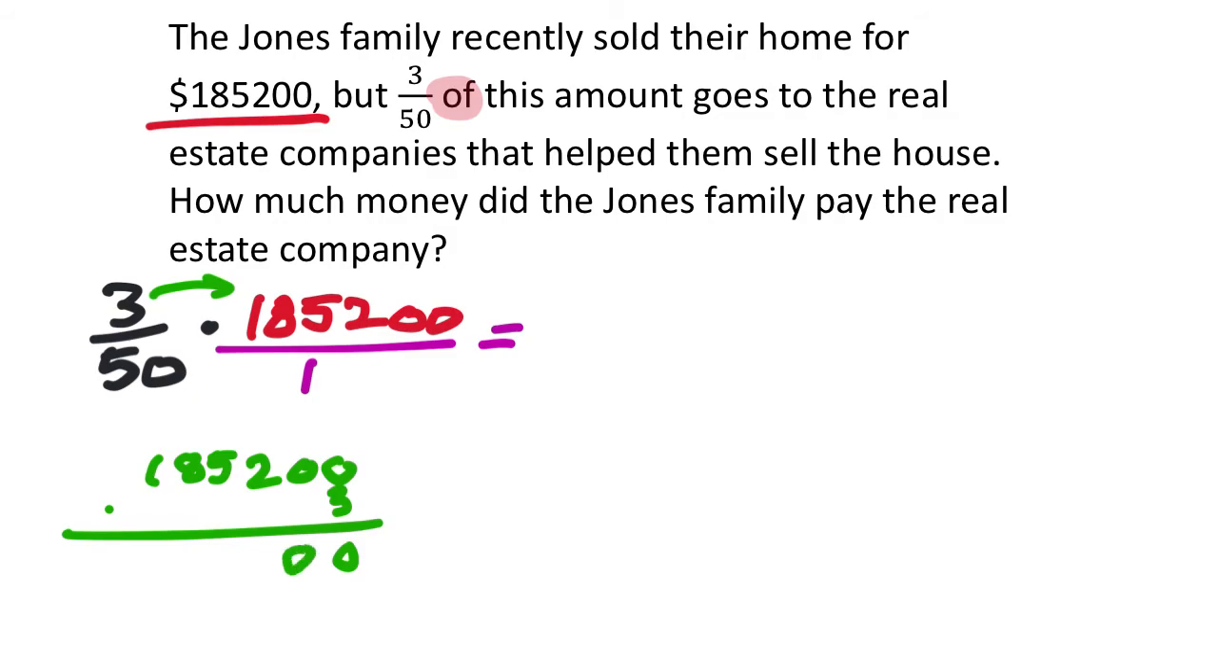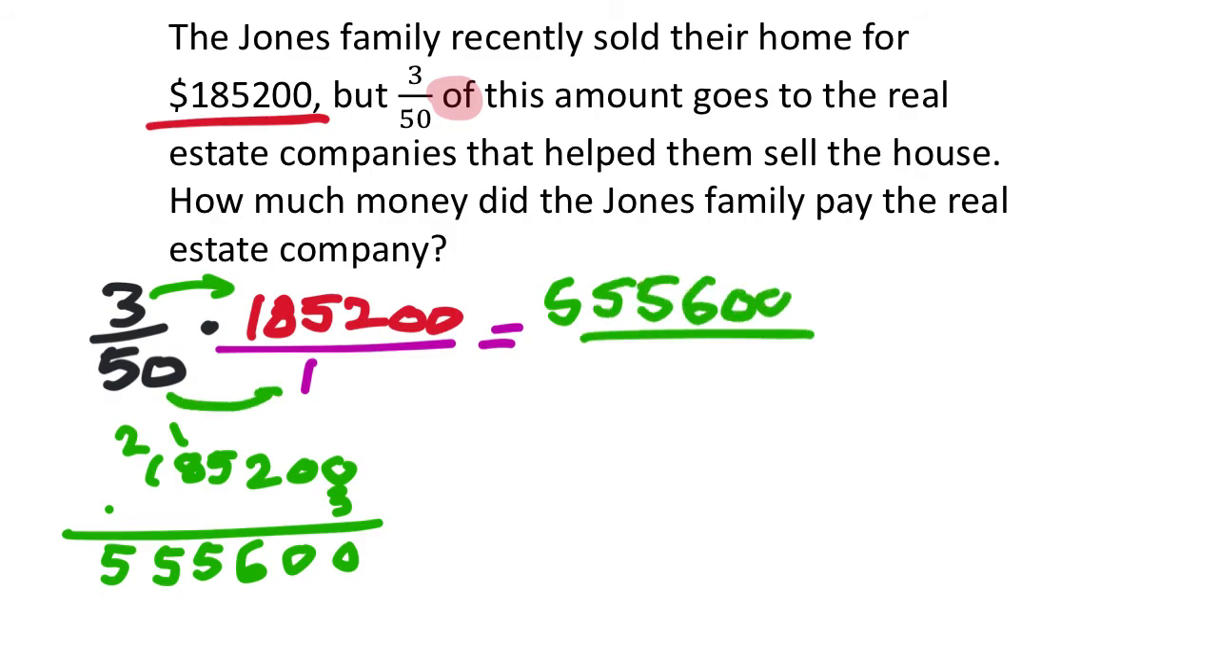3 times 0 is 0. 3 times 0 is 0. 3 times 2 is 6. 3 times 5 is 15, so we'll carry the 1. 3 times 8 is 24, but plus 1 makes that 25, so we'll carry the 2. 3 times 1 is 3, but plus 2 is 5. There we go. So that new numerator from the multiplication is 555,600.